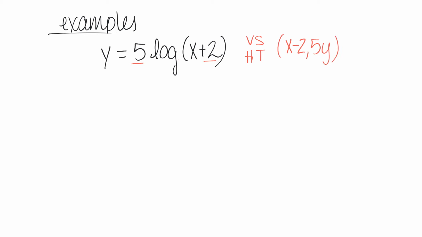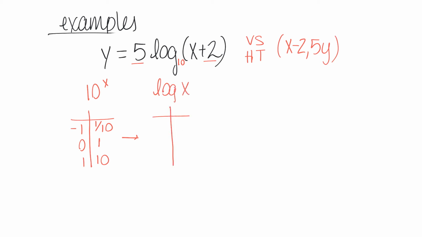Now, this is a base of 10, right? This is a common log, so it's got a base of 10. So that means the exponential that this is coming from is 10 to the x. Let's make ourselves a little table of values on that. 10 to the negative 1 is a tenth, 10 to the 0 is 1, 10 to the 1 is 10. Reverse this for the log of x, and we have a tenth and negative 1, 1 and 0, and 10 and 1.